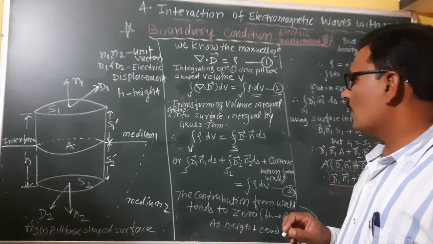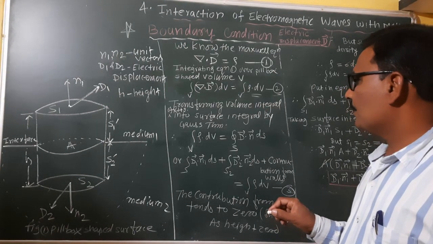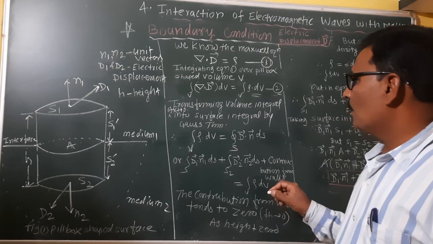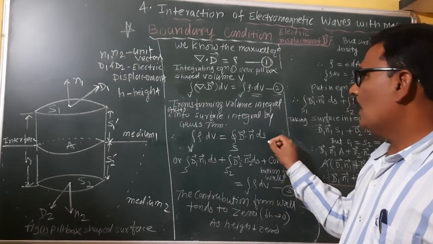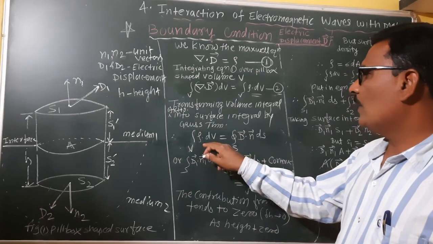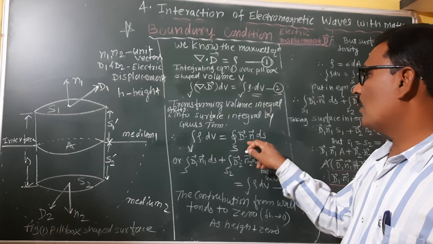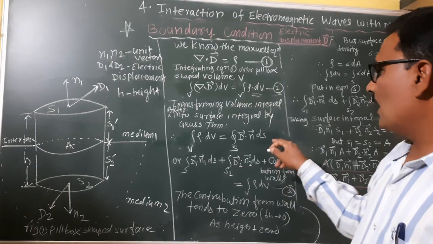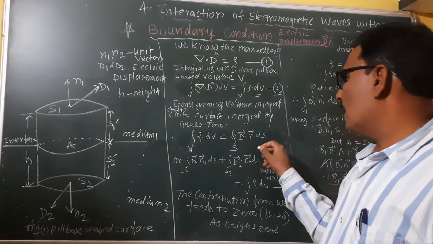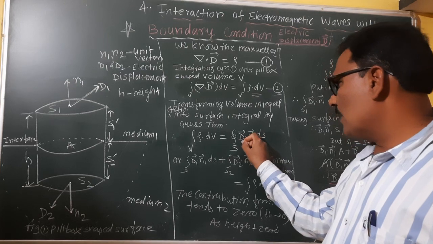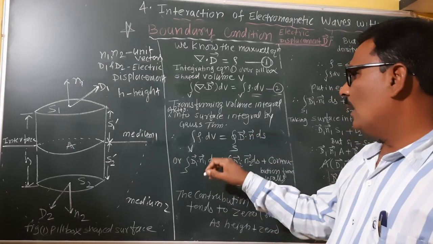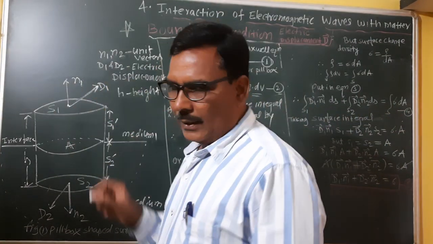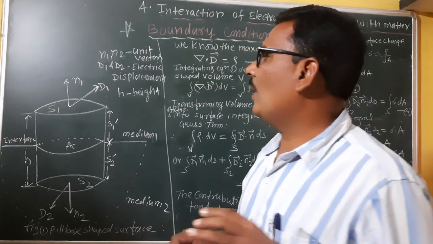So the volume integration of rho into dV is equal to the surface integration of D bar dot n bar into dS. Now first of all we consider this term, the electric displacement vector D bar dot n bar into dS, over a closed pillbox. The pillbox has surfaces that we have to consider here.